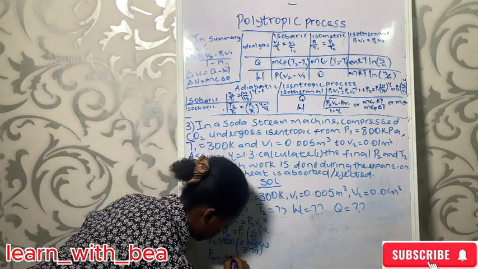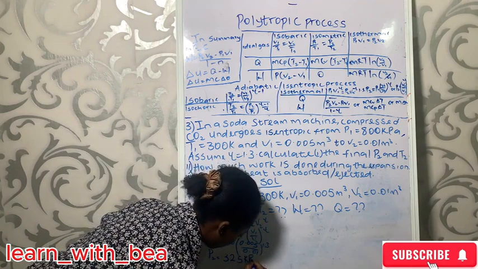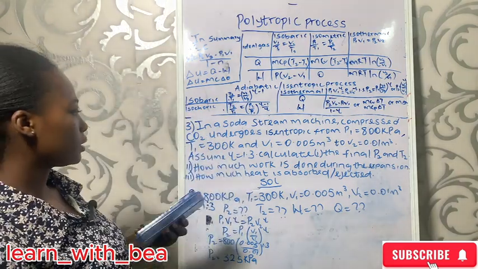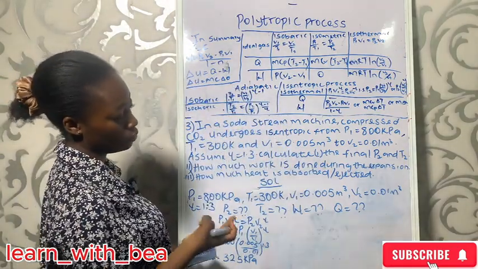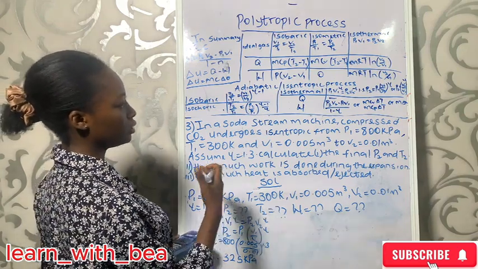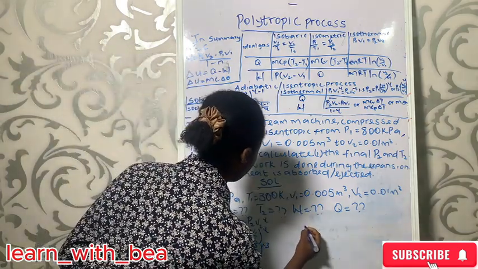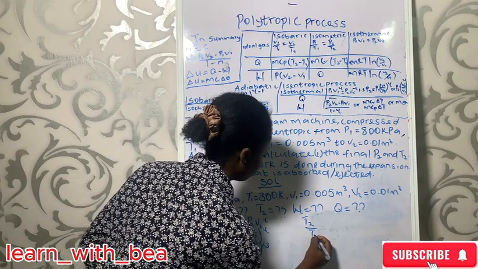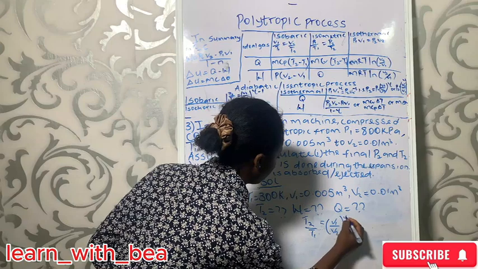So this is 324.9, so 325 kilopascal. So we've gotten our P2. Now we have to calculate T2 too. So let's check for known variables and unknown variables. We have two known variables of volume and one unknown variable of temperature. So let's check the one that has temperature and volume. So this is it. To calculate our T2, we have T2 divided by T1 equals V1 over V2 to the power gamma minus 1.